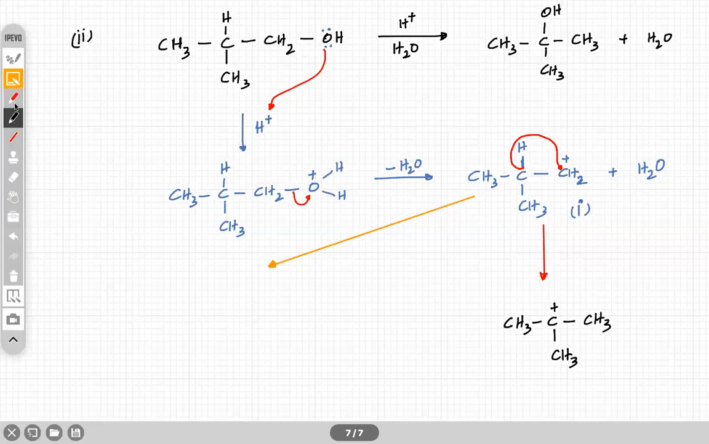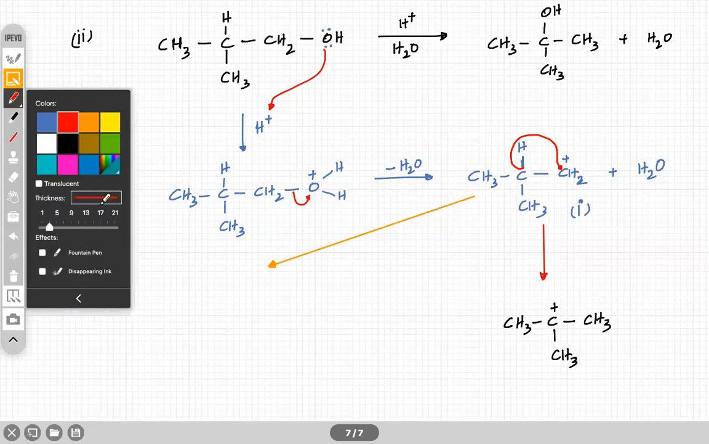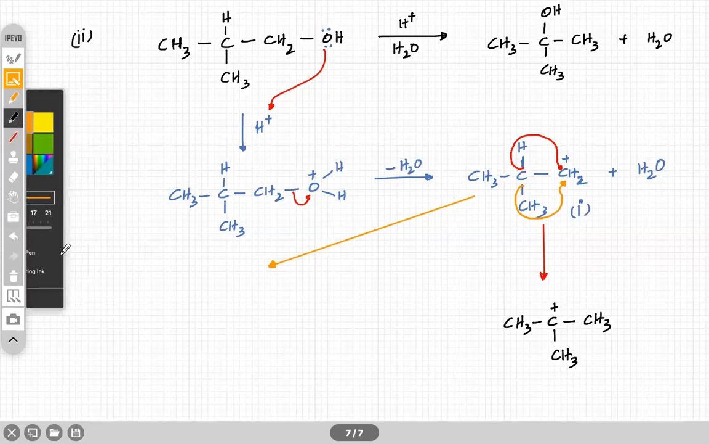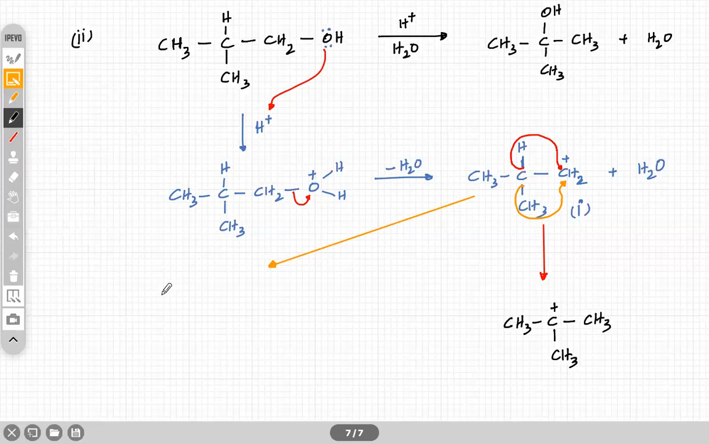With this orange color, you see what happens. If I'm considering the shifting of this methyl group here, like this, suppose. Shifting of methyl group. So the orange shift gives you what? The orange shift gives you this molecule, which is CH3, CH, positive charge, CH2, and here we have 1 methyl group which gets shifted over here. These are 2 possibilities, right?